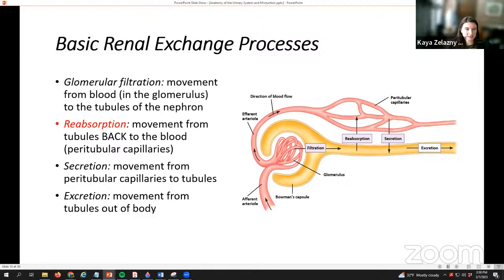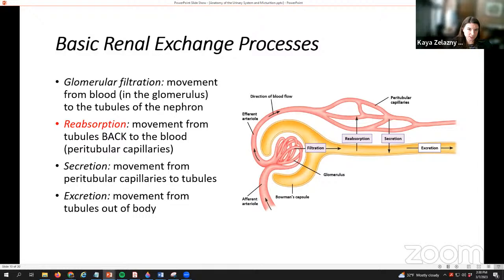Okay. So hopefully, it's not a surprise that glomerular filtration is going to be movement of stuff out of the blood. In this case, we're going to go into the nephron. So the glomerulus, the structure, is a modified capillary bed. And when we have fluid, really, moving from the blood out to our nephron, that's filtration. Okay.